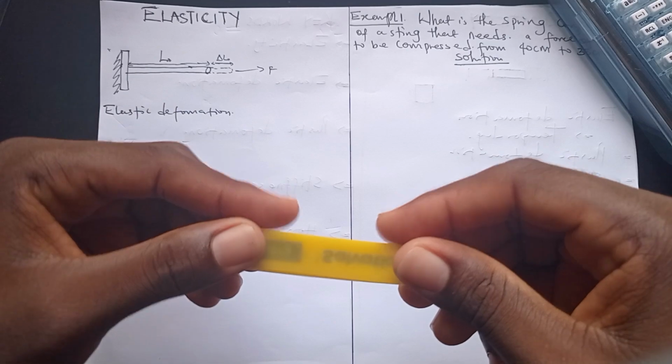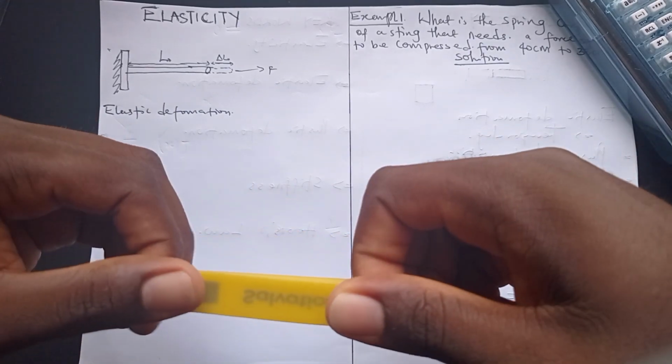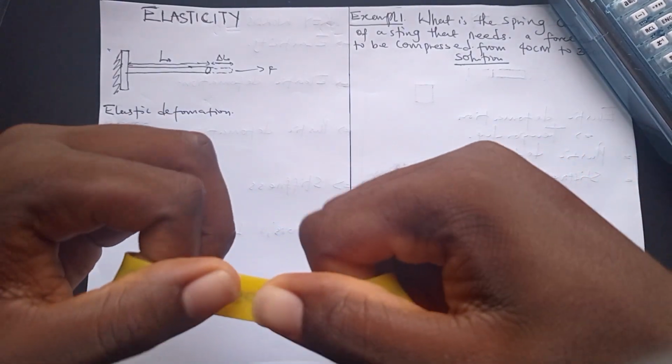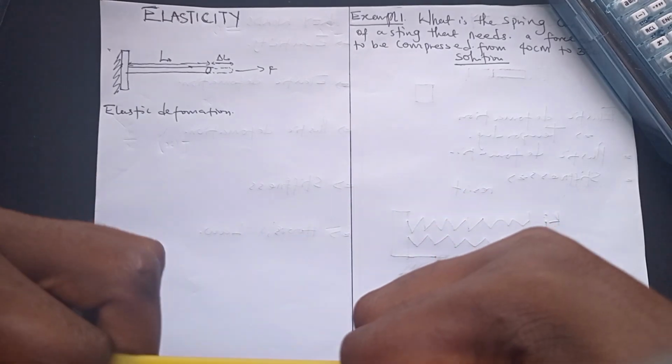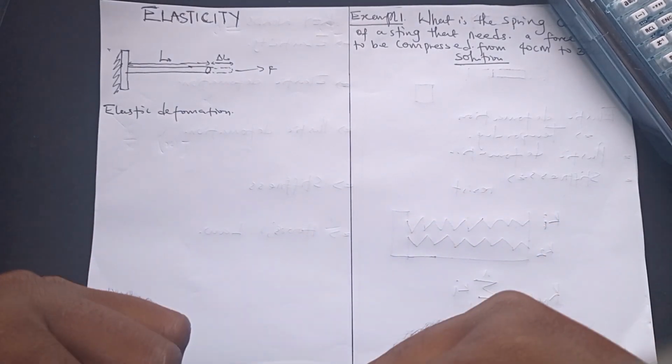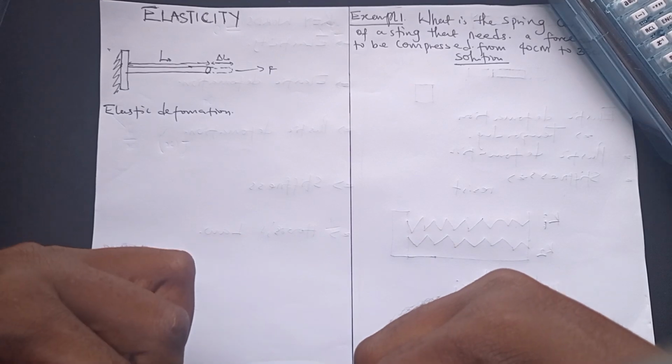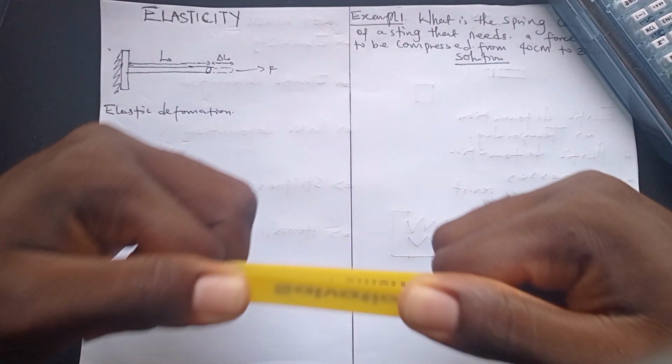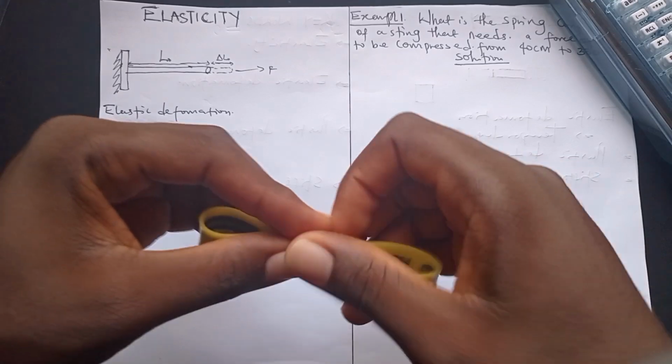For example, this is the original shape of this material. If I apply a force to this material and cause it to change shape by adding extra length, that change of shape is called elastic deformation. It is a temporal change, because after I remove the force that I'm applying, it will return to its original shape.